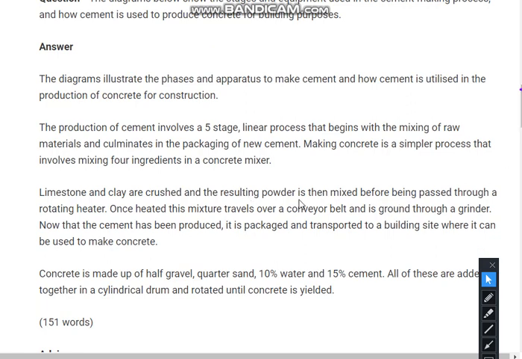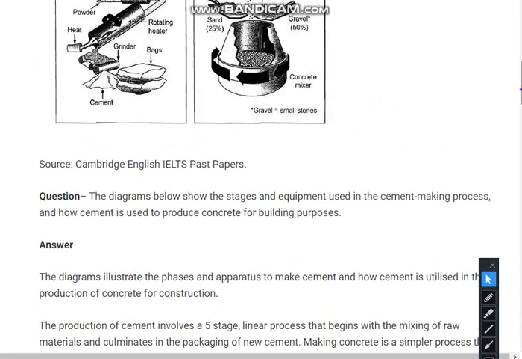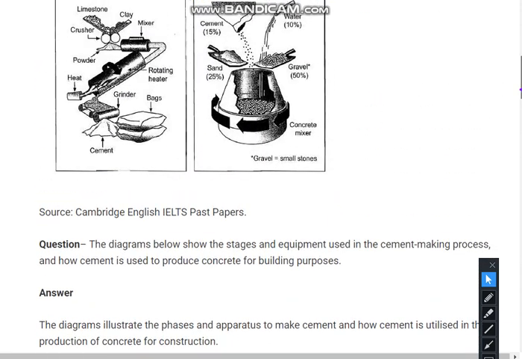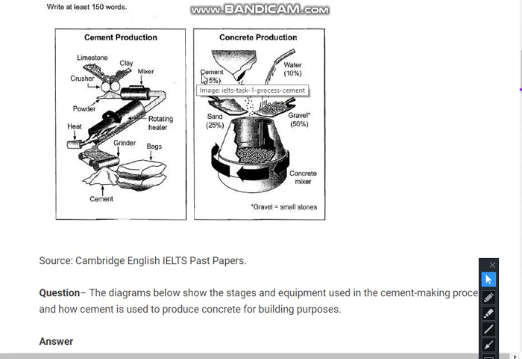And the resulting powder is then mixed before being passed through a rotating heater. Once heated, this mixture travels over a conveyor belt and is ground through a grinder. Now that the cement has been produced, it is packaged and transported to a building site where it can be used to make concrete. Our cement is here.